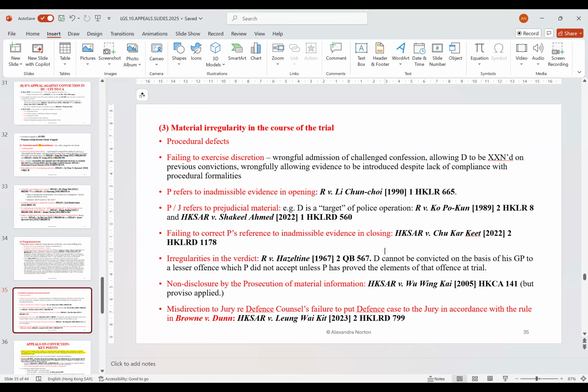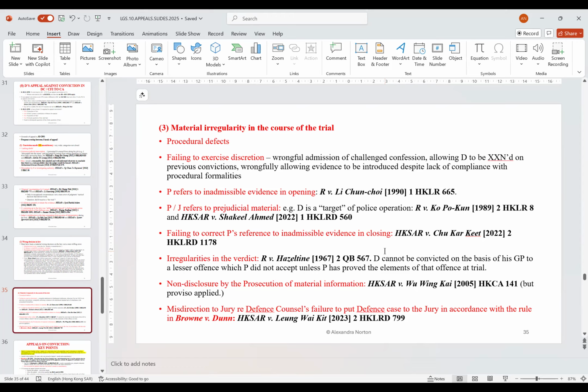of the jury. However, in the Shakil Ahmed case, it was actually the defense counsel that kept referring to the defendant as the target. And then they tried to appeal, basically saying that the reference to the target was a material irregularity and his conviction should be set aside. And the court, of course, said, nonsense. You were the ones who introduced it. You can't rely on it as a good ground of appeal.